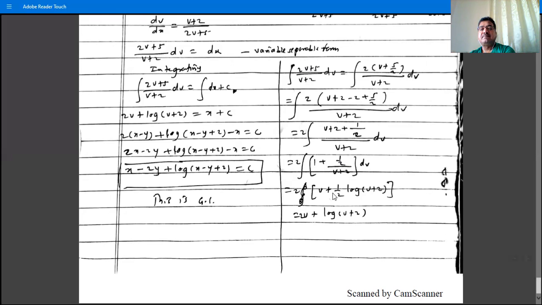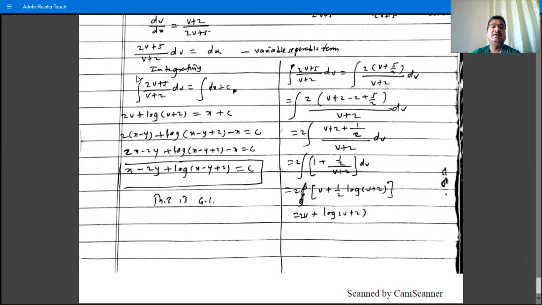And then integrating. We have 2 as it is. Integration of 1 with respect to dv is v. Integration of a constant is constant into variable. So integration of 1 is 1 into v, that is v, plus 1 half log (v plus 2). Integration of 1 by (v plus 2) is what? Log (v plus 2), by using the rule integration of 1 by (ax plus b) is log (ax plus b) divided by a. Coefficient of v is 1. So integration of 1 by (v plus 2) is log (v plus 2). And then after multiplying, we have 2v plus log (v plus 2).